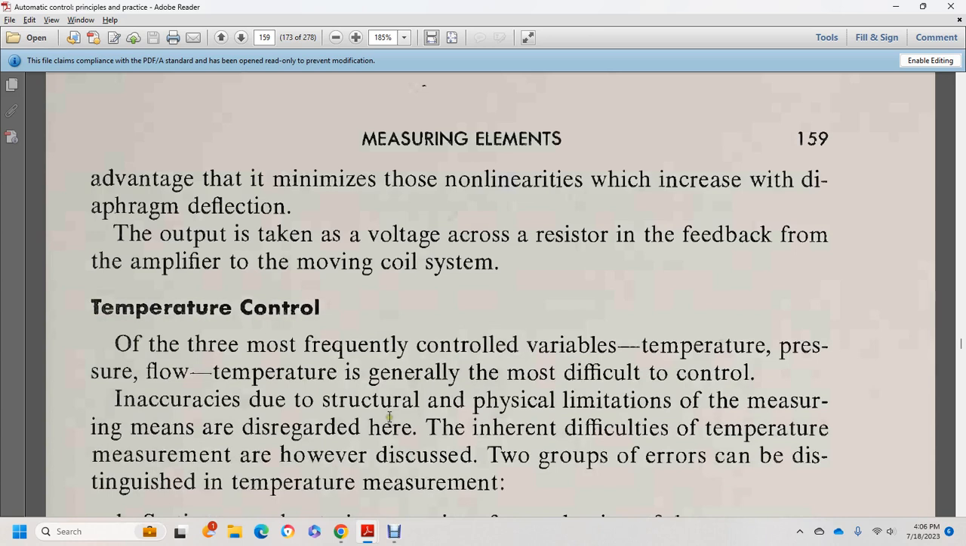Temperature control. Of the three most frequently controlled variables, temperature, pressure and flow, temperature is generally the most difficult to control.